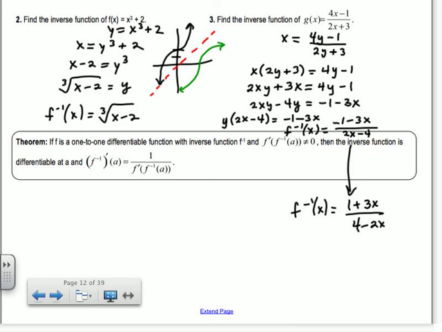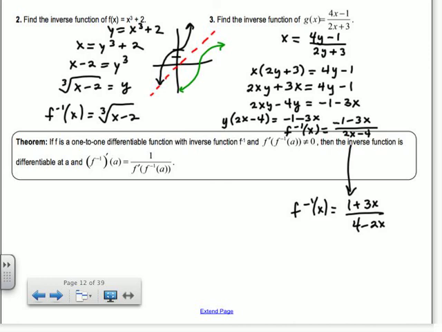So it says if f is a one-to-one differentiable function with inverse function f inverse and f prime of f inverse of a is not equal to 0, then the inverse function is differentiable at a, and the derivative of the inverse function at a is 1 over f prime of f inverse of a. Ooh, that's hard. Okay, so we're going to think about this logically.